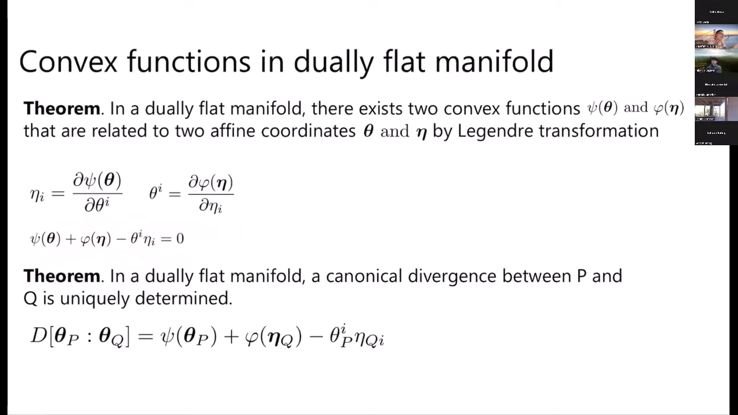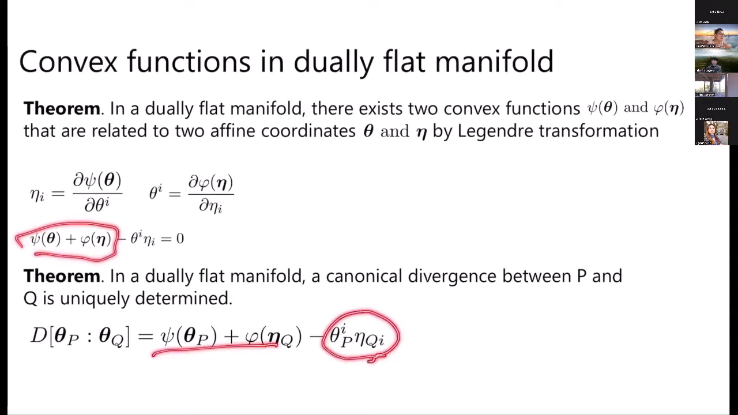By the way, this is a general theorem that holds in a general dually flat manifold, so it is not limited to probability distributions. Another theorem is that in a dually flat manifold, the canonical divergence between P and Q is uniquely determined, and is given by these convex functions and dual affine coordinates. So we are going to use these theorems.